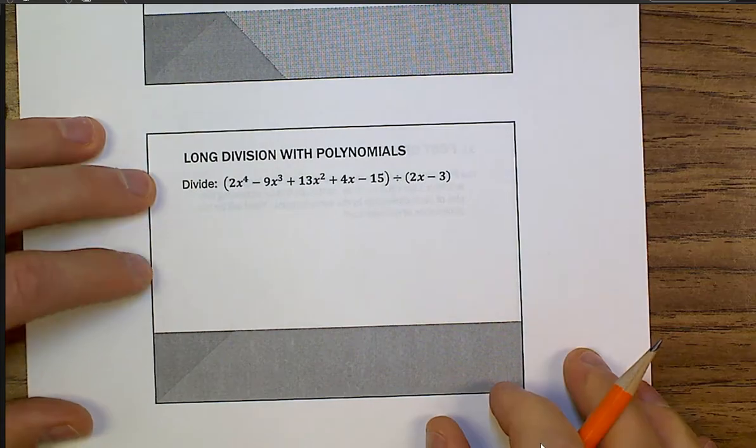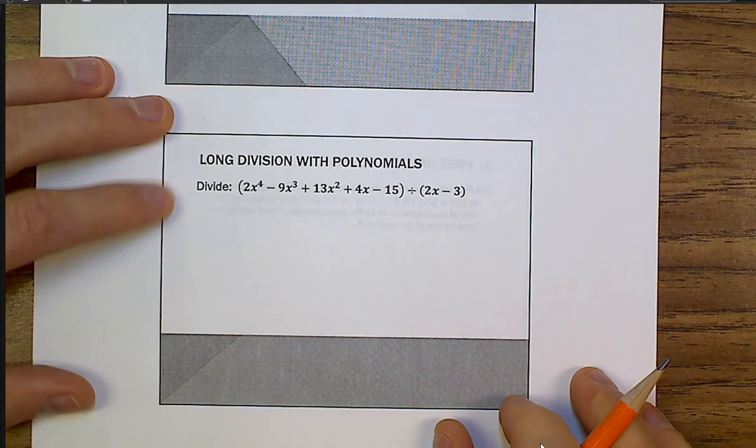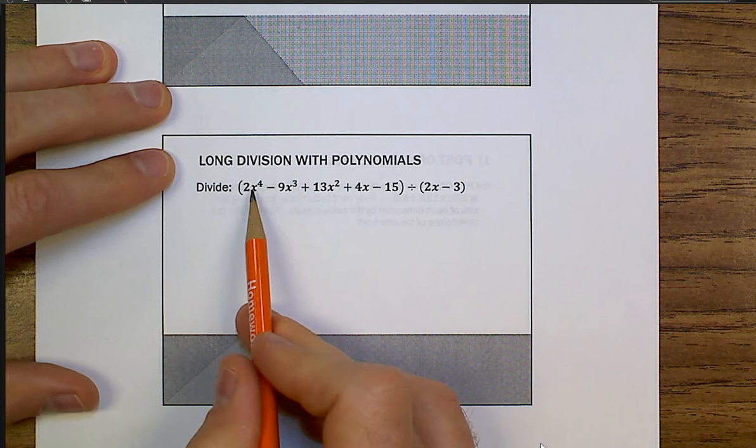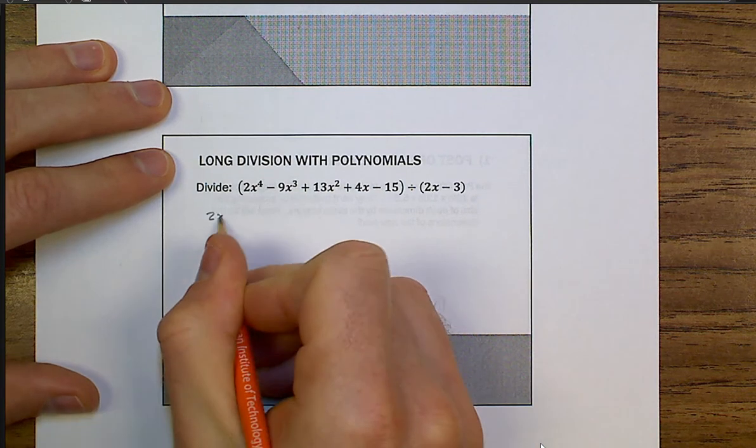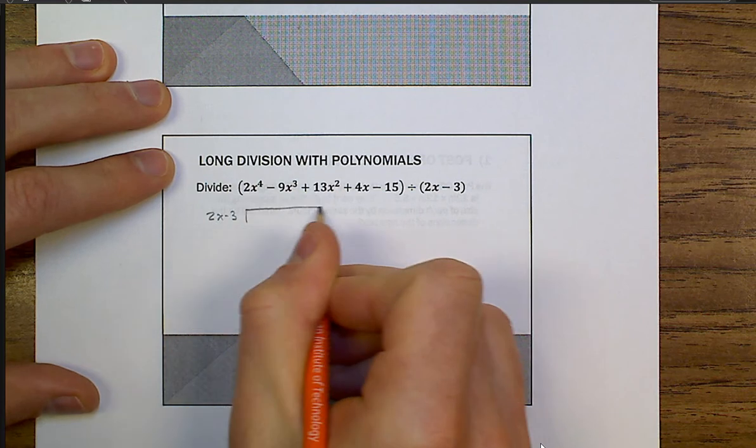So you just do the same thing over and over again here. Always check the problem, x4, x3, x2, x, and then a constant, so we're good. So it's 2x minus 3. And then we're going to write this in.